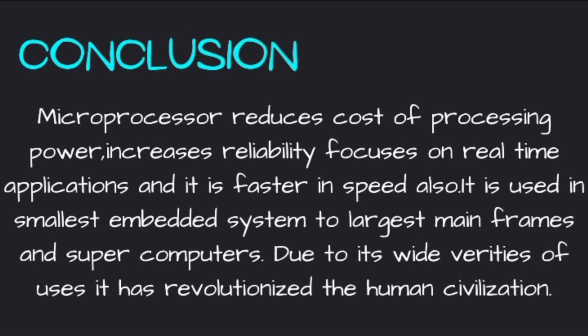The microprocessor reduces the cost of processing power and increases reliability, focusing on real-time applications. When a computer is used, the processor is a must because we are processing any program or function. For the system, the processor is the main part. Systems include large mainframes and supercomputers. With this wide use of microprocessors, we are developing our human civilization. It is a useful and main component in our computer.